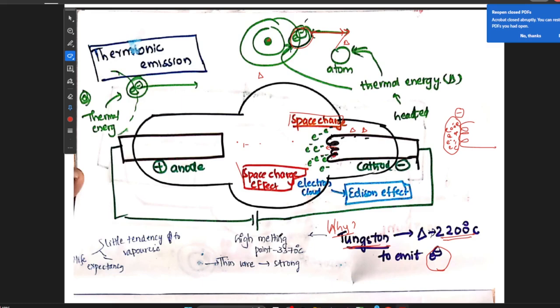So tungsten has a high melting point of 3370 degrees Celsius, and tungsten is a very thin wire and it is very strong. Because of its strength, because of its high melting point, and because it can emit electrons, tungsten is used for making cathodes. Okay, so when we heat, that is, when we give thermal energy, the electron is released. This process of releasing electrons when heated is called thermionic emission.